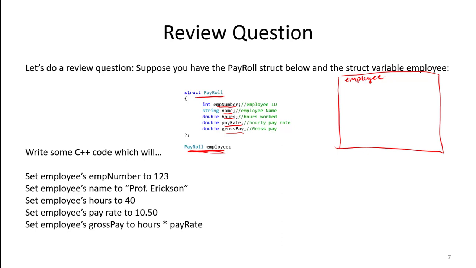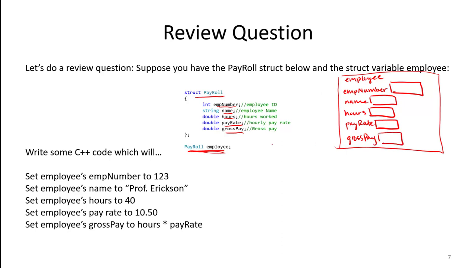So this payroll variable employee is going to be a struct which contains some space for an emp number. It's going to contain space for a name, hours, pay rate, and gross pay. So we've declared that payroll struct named employee.